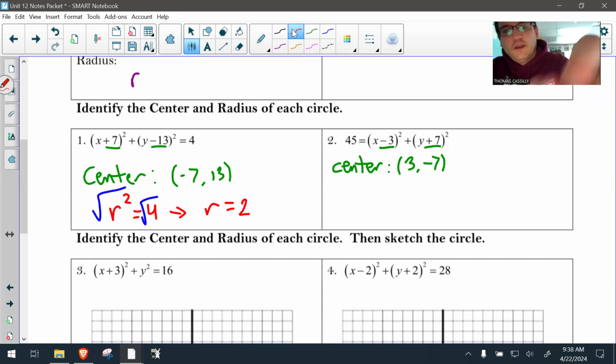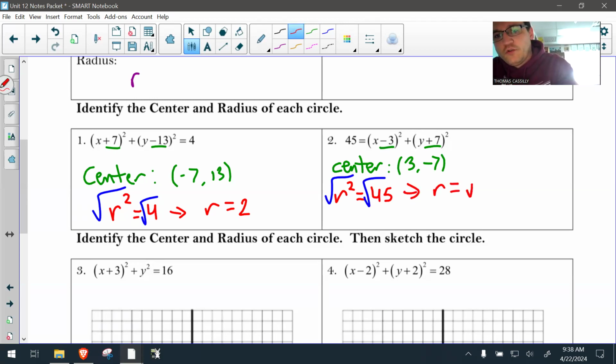And then the radius, again, that 45 is r squared. R squared is 45. How do you kill a square? Square root it. So the radius is the square root of 45. Let's go ahead and reduce that down. This is equal to the square root of 9 and the square root of 5. So we're simplifying that radical. The real radius is 3 times the square root of 5.